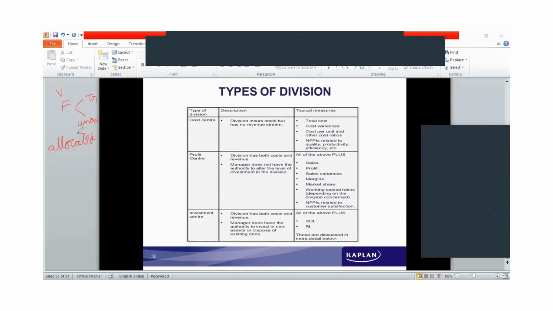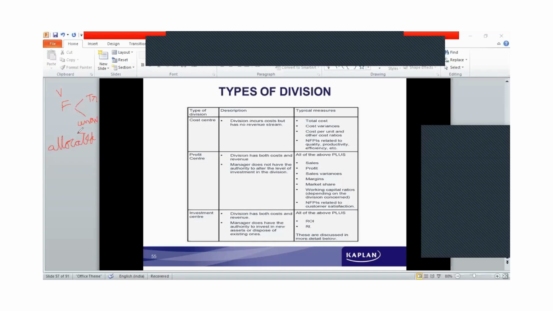So what are the typical measures? How much is the total cost incurred is one way of measurement. What is the cost variance? So what is the planned cost? How much cost should be incurred is planned versus what actually was incurred. So is there any variance between planned cost and actual cost? And if there are variances, then those variances are understood as to whether they're favorable or unfavorable, and the accountability comes into the picture at the time of variances.